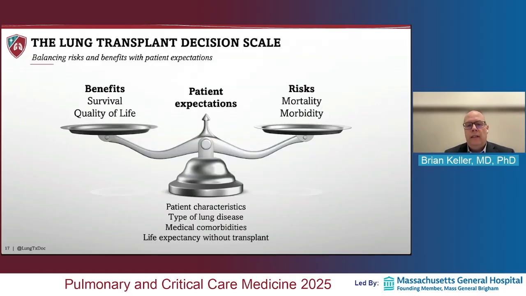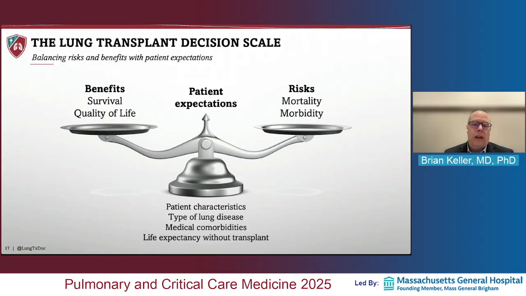We use all of this testing and evaluation to identify the potential risks for each particular patient. The decision to move forward with transplant is really a balance of the potential benefits of transplant, which include expected improved survival and improved quality of life, with the risks of mortality and morbidity from complications related to the surgery, related to other comorbidities, and related to side effects of medications.